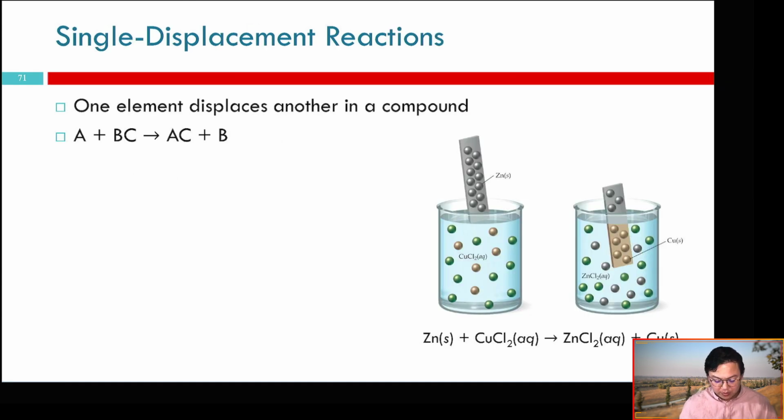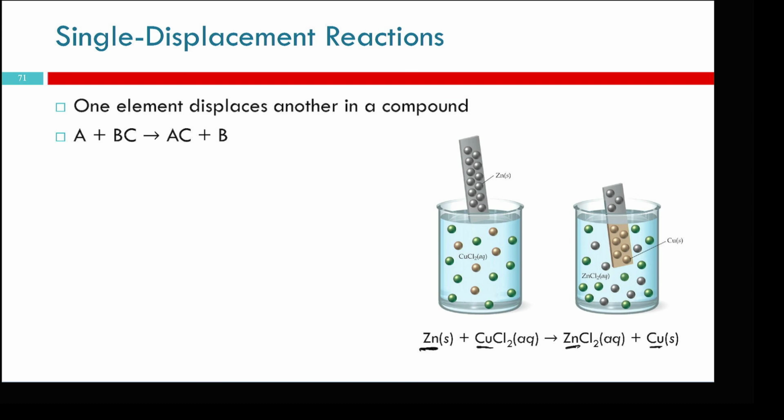With single displacement reactions, we're displacing one compound in another compound, or an element's displacing another in a compound. So we have zinc here taking the place of copper. We're taking our copper chloride, taking the copper out, and putting zinc in instead. So that's your single displacement.